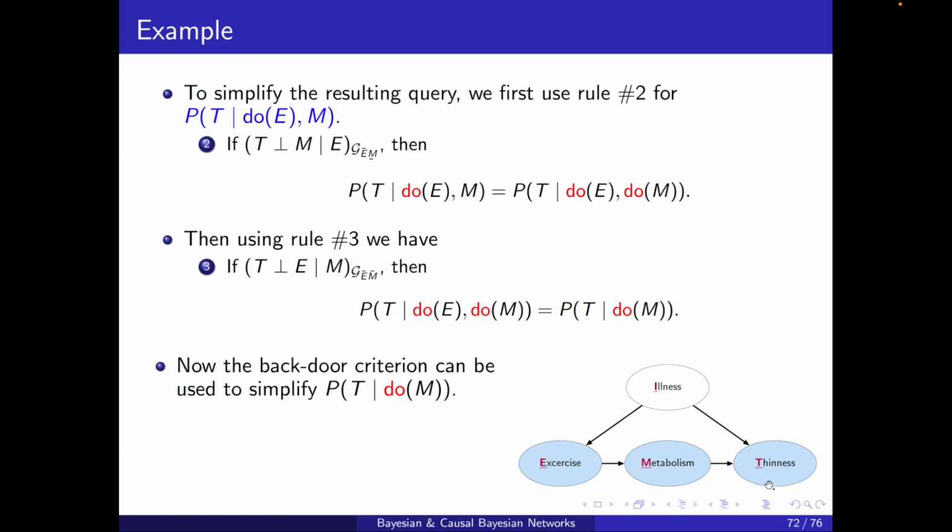This is also intuitively correct. If you think about it, we're looking at the effect P of T conditioned on do of E and M. Well, the only way that the effect of E goes to thinness is via M. So it's the same as setting M to the value that is caused here by E. Okay. Now, how to further simplify this? We can just use the backdoor criterion, and this time we can use E to block the backdoor path from M. Okay, so we will write it down in this way.